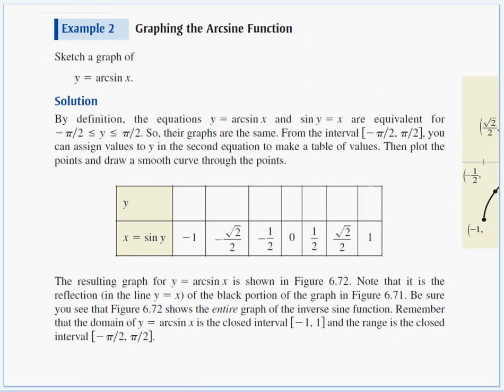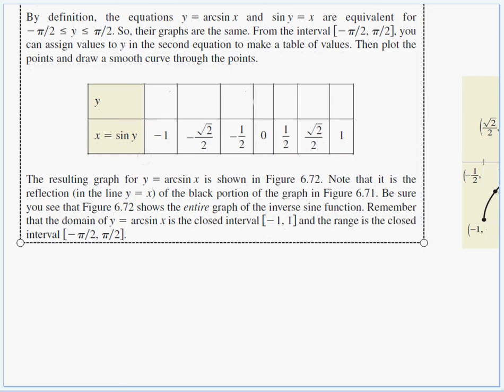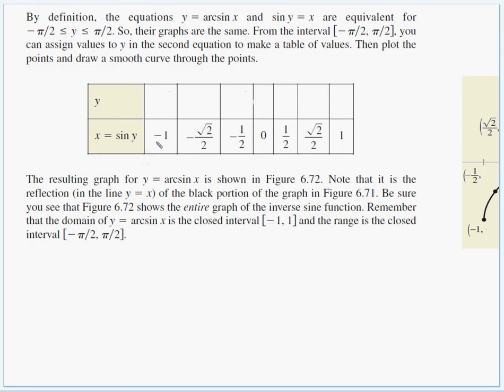Example 2, they do say here we're going to sketch a graph of this inverse function, the arc sine x. And here we've got a table. And I'm not even going to read this. Let's just fill in some of the stuff of the table. So remember, now we're dealing here with sine values. So where is sine equal to negative 1? Well, that'd be negative pi over 2.